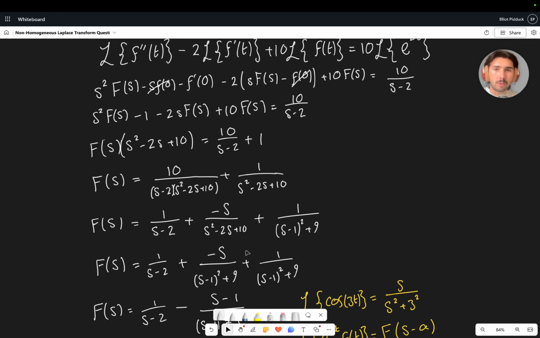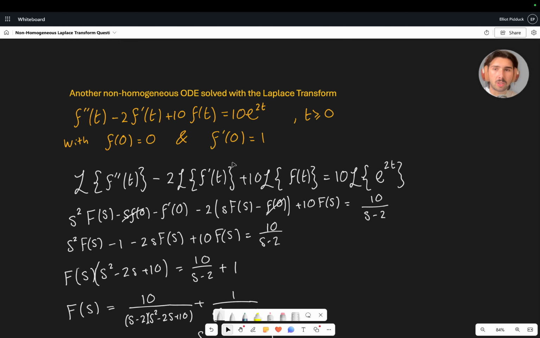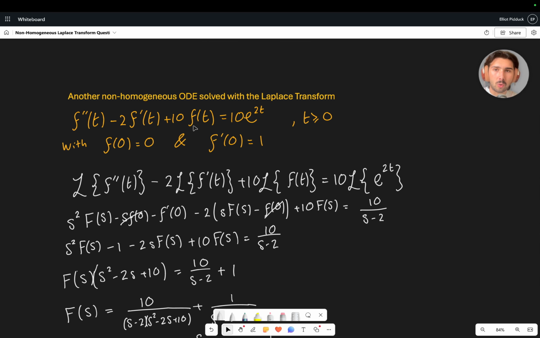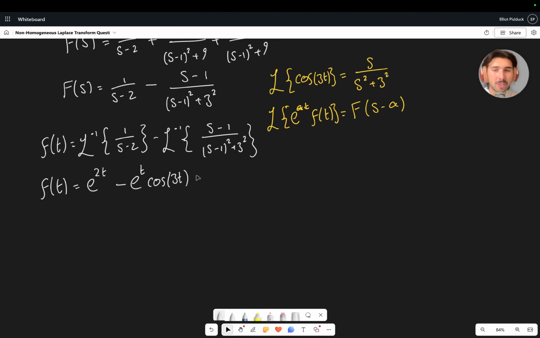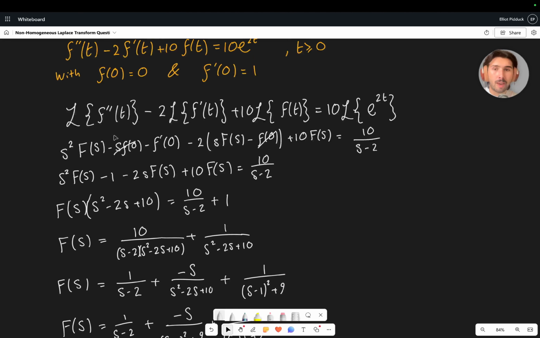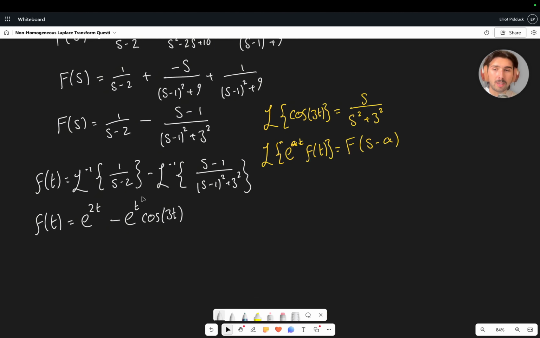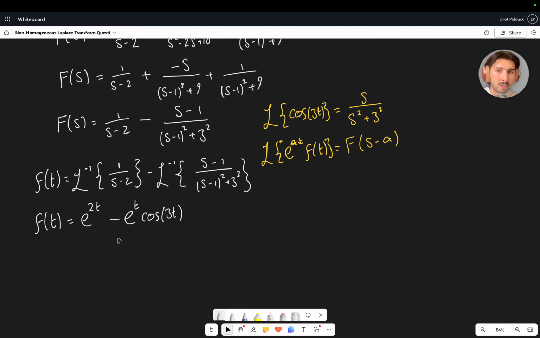So going back up and admiring the differential equation once again, here it is. It's a second order non-homogeneous ODE with some boundary conditions. And what we found is the particular solution to the differential equation. So the final answer is that the solution to the differential equation that also satisfies what we call the boundary conditions, f of 0 equals 0, f prime of 0 equals 1, is exactly e to the 2t minus e to the t cos 3t.